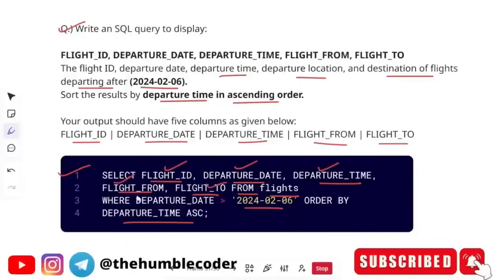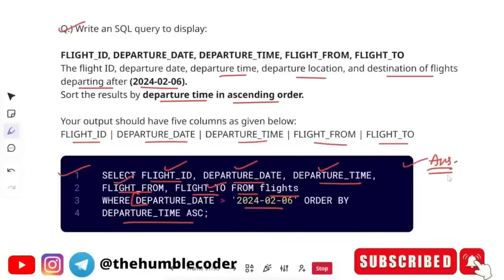And now this condition that we are writing here, that is departure date is greater than whatever the date mentioned. Okay, this is basically for filtering the flights departing after 6th of Feb 2024. Okay, and order by departure time ascending means it sorts the results by departure time in the ascending order. So basically this is your correct answer query of this question.